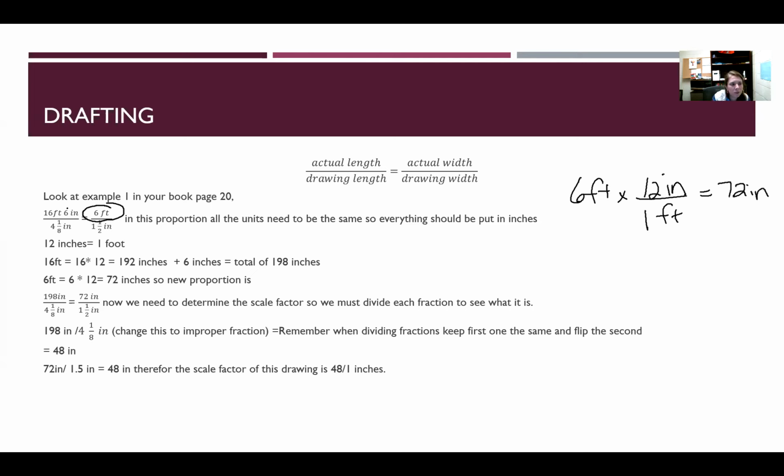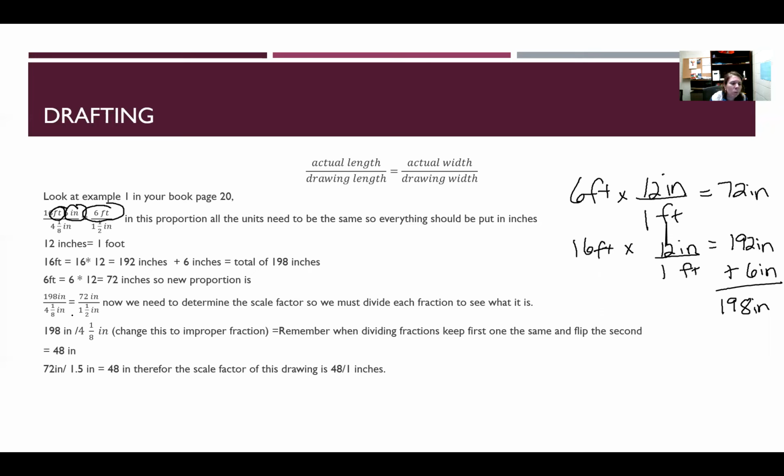But we also need to convert this one right here, okay? It's the same thing, 16 feet. I want to convert this to inches. We know 1 foot is 12 inches, and that gives you 192 inches. And then we can add this 6 inches to it, so plus 6 inches, and that gives you a total of 198 inches. I kind of wrote this out in words here. So now our new problem is 198 inches on top versus 4 1/8 inch. That's the drawing length, and this is the actual length, equals 72 inches, which is the actual width, over 1 1/2 inches.